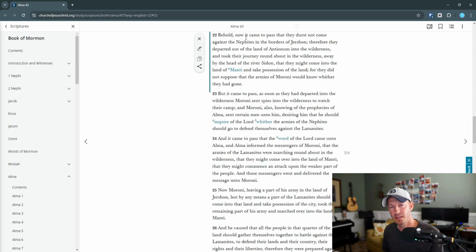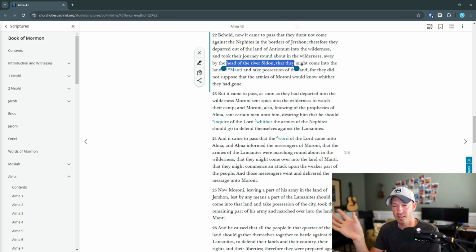Now behold, it came to pass they durst not come against the Nephites in the borders of Jershon, right? We're talking about the army that came from Antionum. Therefore, they departed out of the land of Antionum into the wilderness and took their journey round about in the wilderness away by the head of the river Sidon, that they might come into the land of Manti. So this is a third witness of the proximity between Nephihah, right, and Antionum, which is near those east coast cities, and the land of Manti. Okay, three different scriptures that give that proximity, right?